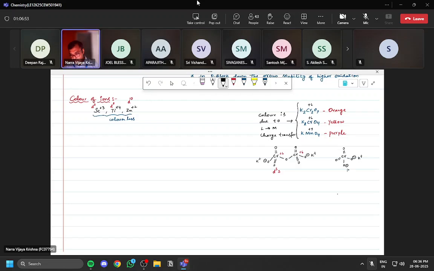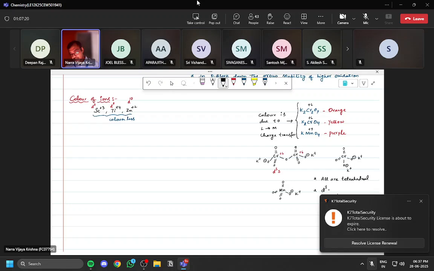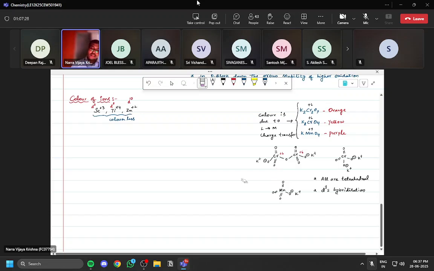Is it K2CrO4 or not? Respond. Same way KMnO4. Is it KMnO4 or not? So all of them are tetrahedral molecules and all have sp3 hybridization. And all of them are colored due to ligand to metal charge transfer, right?